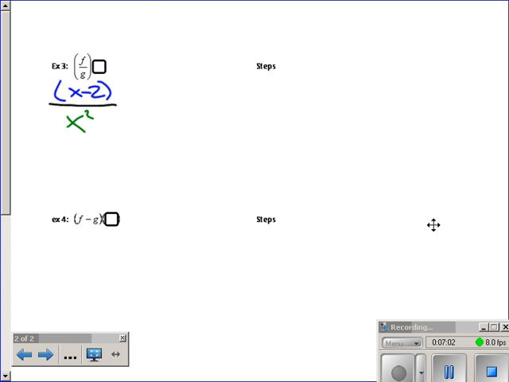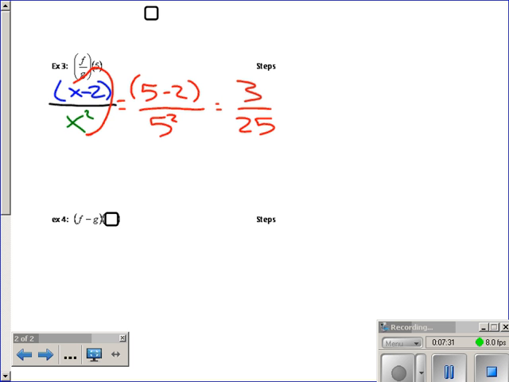Now, if we want to evaluate it for a number, let's say 5, again, we follow those same steps. So we're going to just plug that number into the parentheses. So 5 minus 2 over an x squared would be 5 squared. We're just plugging in this 5 wherever we see our x. 5 minus 2 is 3, and 5 squared is 25, and that's your final answer.